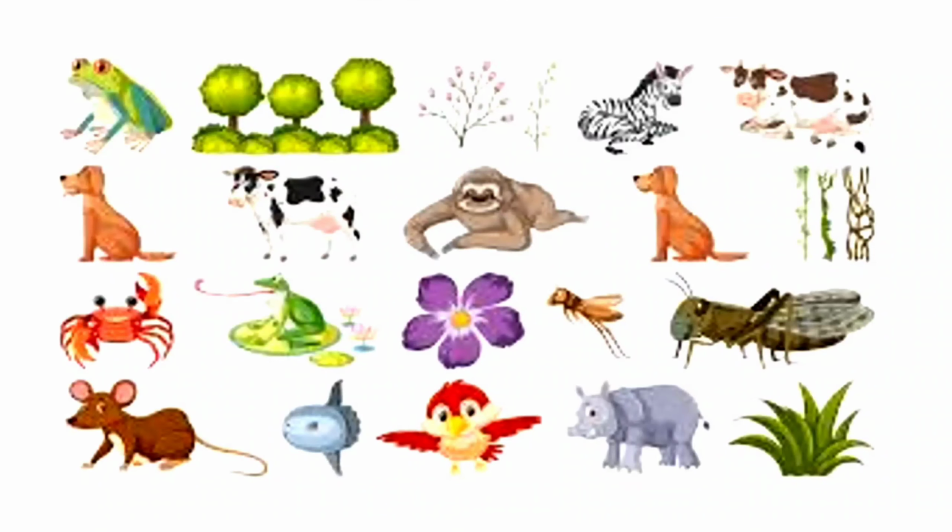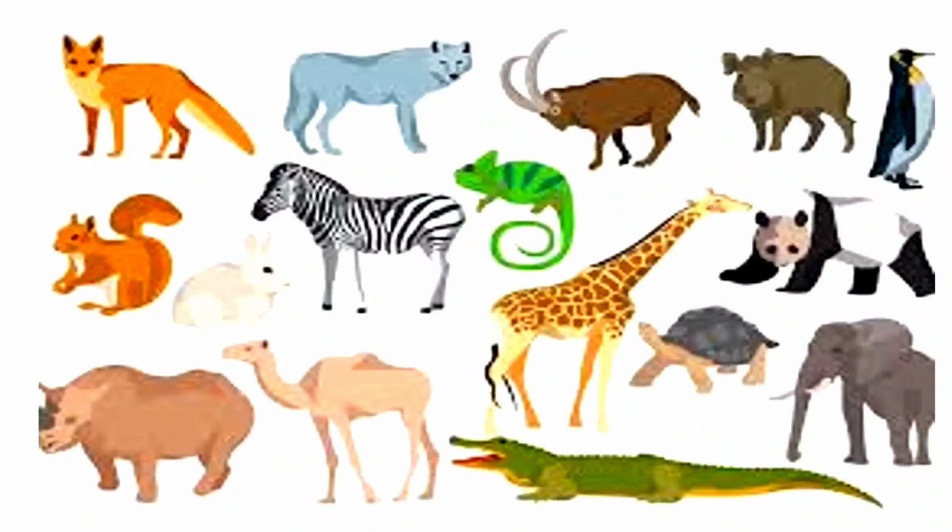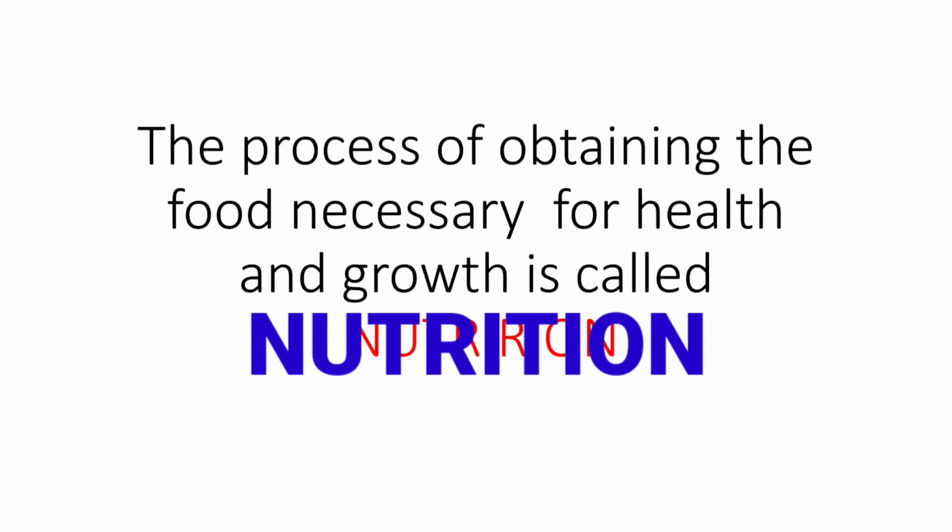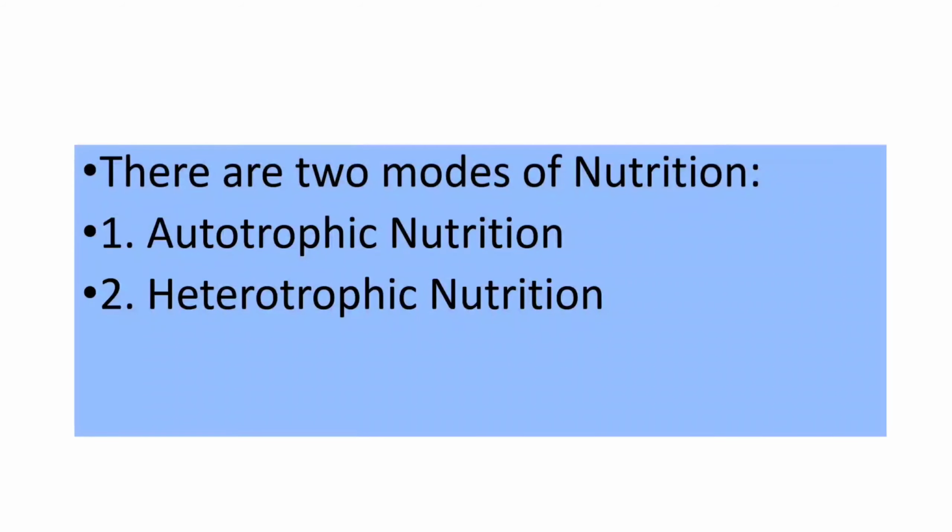You studied about how different organisms get their food in your previous classes. The process of obtaining the food necessary for health and growth is called nutrition. There are autotrophic and heterotrophic modes of nutrition. Now, let us study autotrophic nutrition.